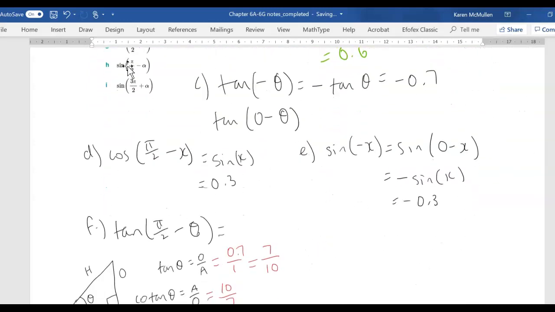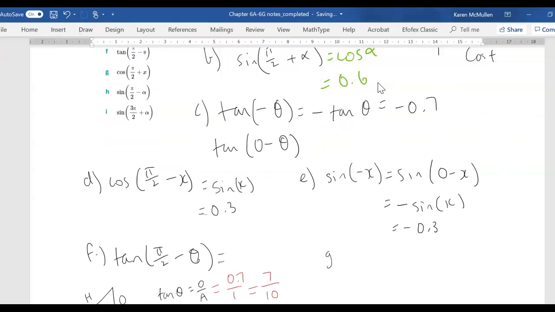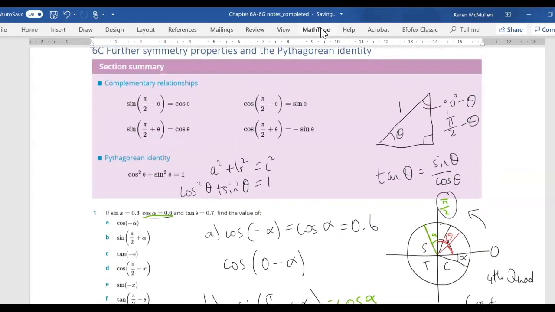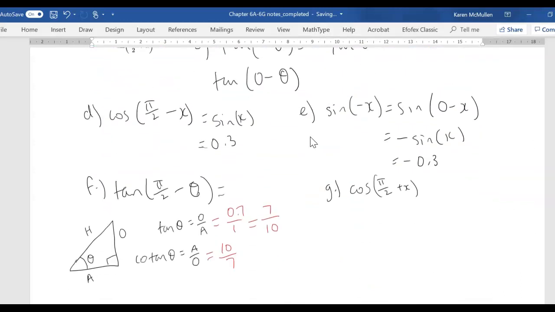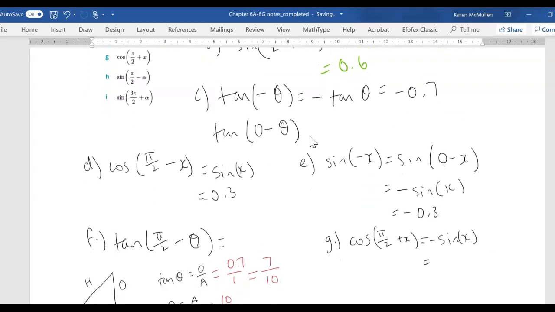Let's have a look at G. Let's do that over here. So we've got cos of pi on 2 plus x. Pi on 2 plus x, we're in the second quadrant. Let's have a look at our complementary angle: pi on 2 plus theta, negative sine. So we're going to have negative sine x. Now sine x is equal to, from memory, 0.3. Let's just scroll up, 0.3. So it's going to be negative 0.3.